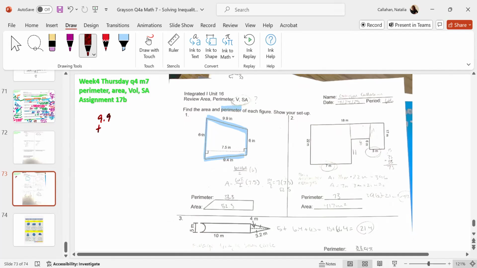So what'd you do? 33 plus 8 plus 9.4. Okay, so your perimeter is 33.3. What's the unit? Inches. Inches, right? Not squared, because, okay.